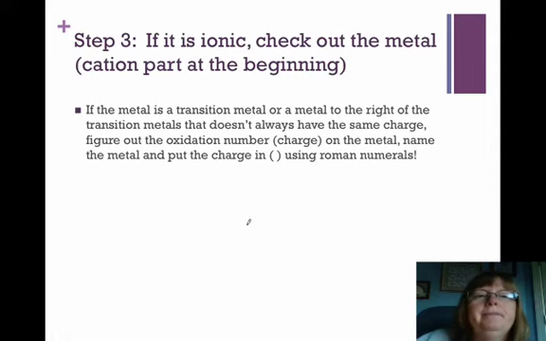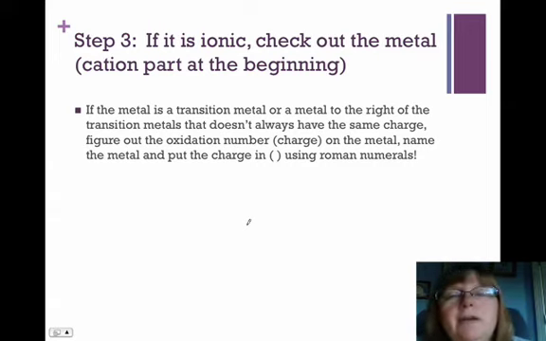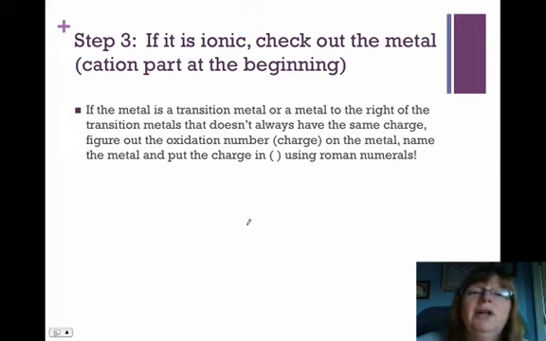Okay. Now, step 3, if it's ionic and we check out our metal, that cation part at the beginning, if it's a transition metal or if it's a metal to the right of the transition metals that doesn't always have the same charge, we need to figure out its oxidation number, its oxidation state, or in other words, its charge. And then we're going to put that charge in parentheses after the name of the metal.